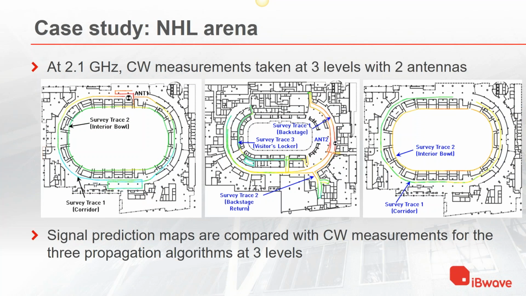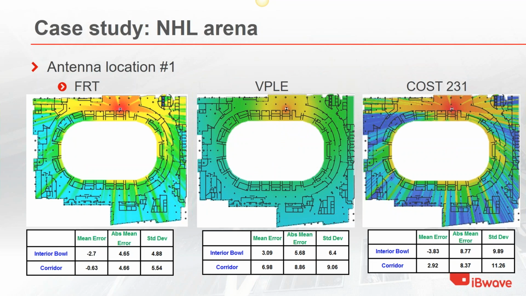Now there is a bit of a more complex venue, which is a hockey arena, and we took measurements at 2.1 as well. They're taken at 3 levels with 2 antennas. So this is antenna number 1, and here is antenna number 2. And these measurements were taken below antenna number 2. So we will do prediction of signal heat maps compared with CW measurements for the 3 algorithms at 3 different levels. So this is antenna location number 1, and I will just focus on absolute mean error and standard deviation.